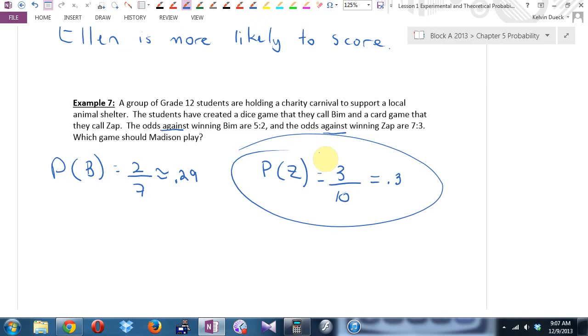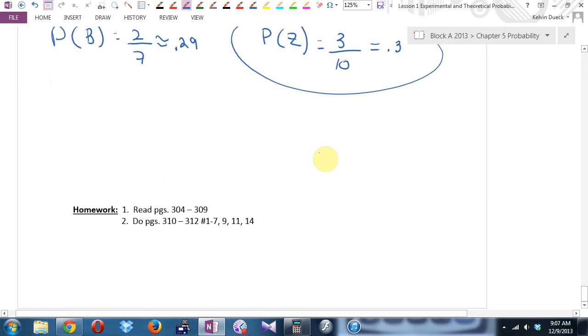Any questions there? So what's your homework? From your textbook, page 310 to 312, numbers 1 to 7, 9, 11, and 14. Some of them are tricky.